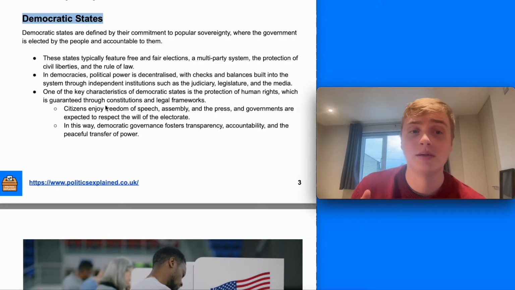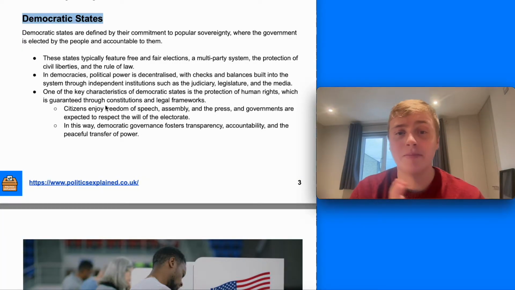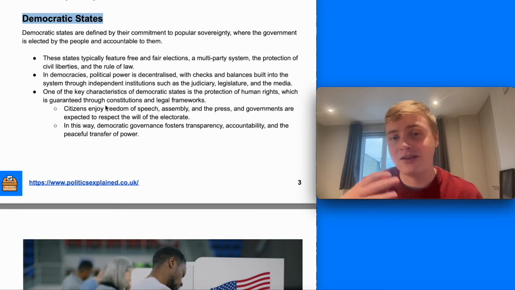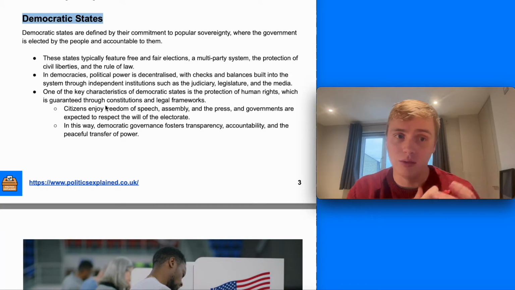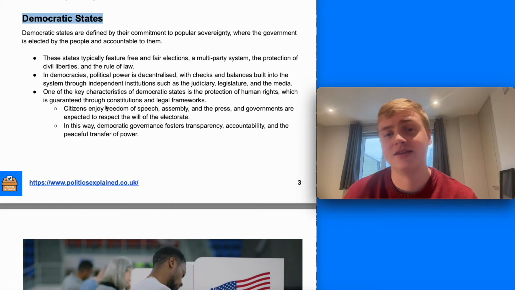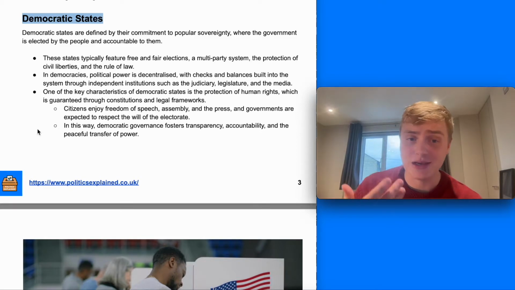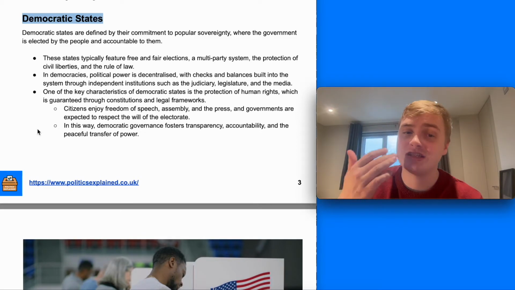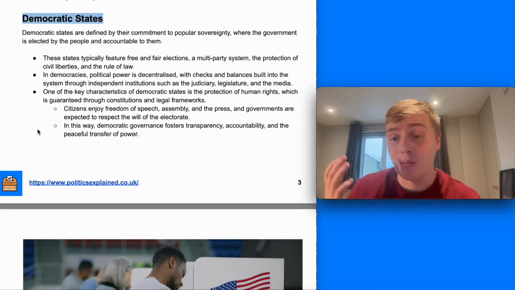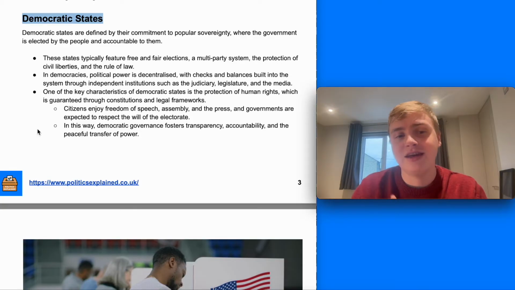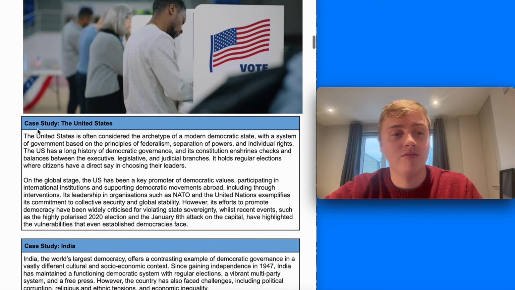And in democracies, political power is decentralized, with checks and balances built into the system through independent institutions such as the judiciary, legislature, and the media, which all challenge the executive, the government. One of the key characteristics is the protection of human rights, which is guaranteed through constitutions and legal frameworks. So citizens enjoy freedom of speech, assembly, and the press, and governments are expected to respect the will of the electorate, and when they get voted out, they have to leave. And this leads to transparency, accountability, and a peaceful transfer of power.